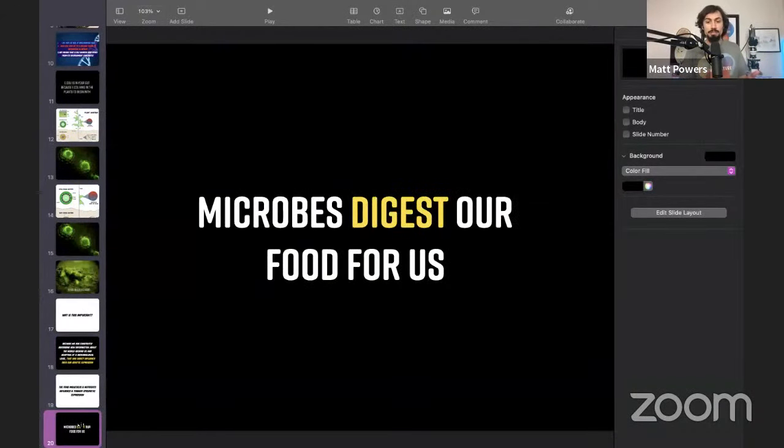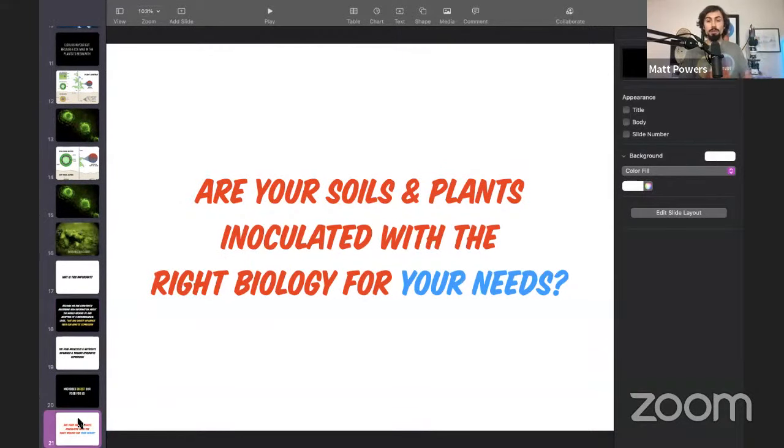So the microbes digest our food for us in our gut, and your soils and your plants are doing the same thing. They're all relying upon microbes to perform the cycles of their nutrient cycling. We call it digestion, but it's really nutrient cycling that we're doing internally. So are your plants and soils inoculated with the right biology for your particular needs? Do you know? How do you know?